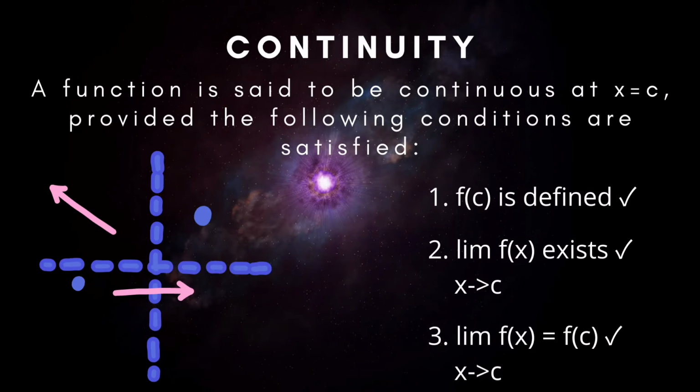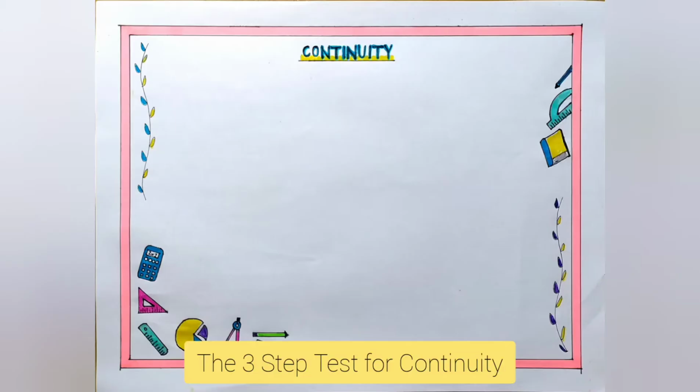A function is said to be continuous at x equals c, provided the following conditions are satisfied. Number 1, f of c is defined. Number 2, the limit of f of x as x approaches c should exist. And for the last condition, the limit of f of x as x approaches c should equal f of c. The three-step test for continuity.